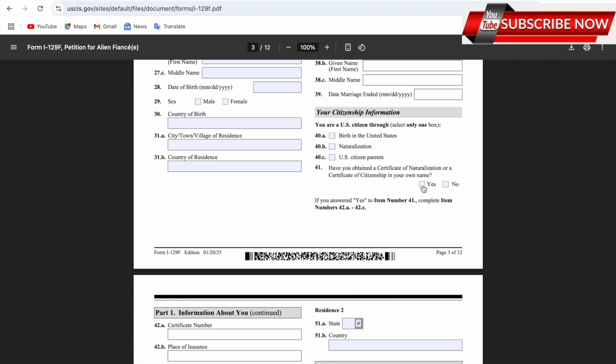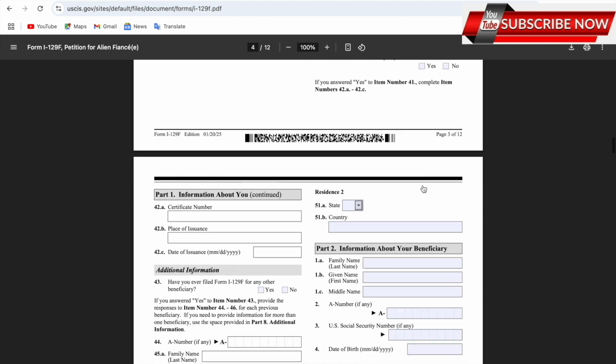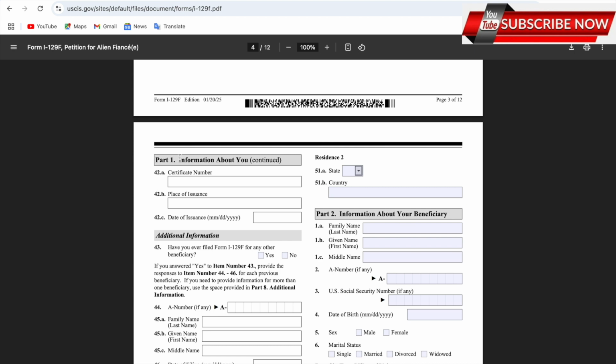So if you click on yes over here, then you come down to 42A, B, and C. You put in the certificate number over here, the place of issuance, the county that issued you the certificate, and the date that they issued it. All that information will be on the certificate, so you look on the certificate and fill that part out.